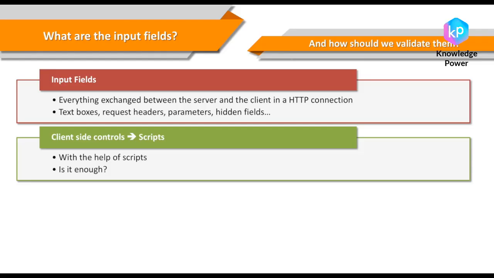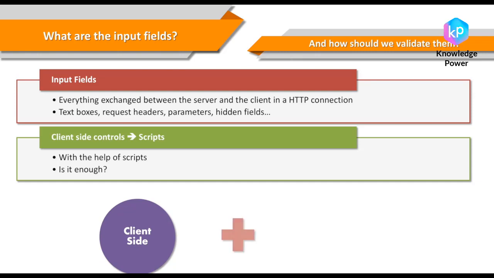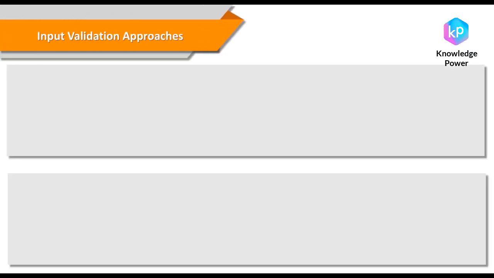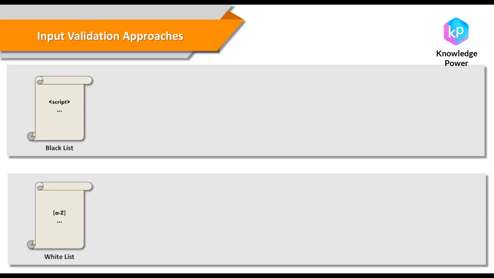So for this reason, client-side controls are good for performance. In addition, server-side controls have got to be done for security reasons. While validating input parameters, we can talk about two different approaches. In the first approach, we have a blacklist. In the second approach, we have a whitelist.